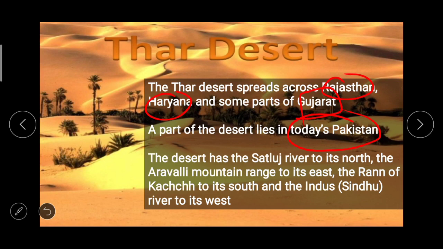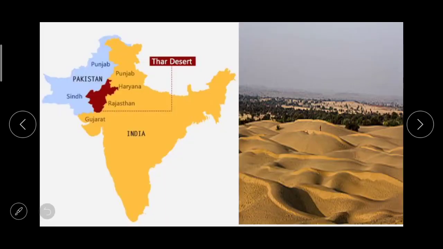The desert has the Satluj river to its north, Aravalli mountain range to its east, the Rann of Kutch to its south, and the Indus or Sindhu river to its west. Here now in the map, again easy to understand, Thar Desert, this one, and you can see here Punjab, Haryana, and Rajasthan, some part in Pakistan also.